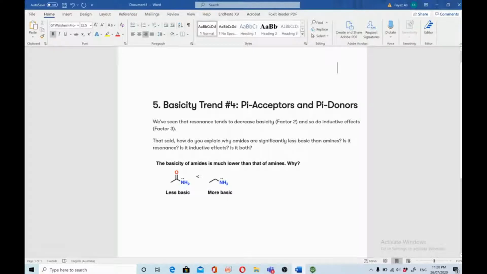The take-home lesson would be that resonance determines the basicity, and amines, which do not contain any conjugation, are more basic because the lone pair on the nitrogen is freely available. It's not involved in resonance, not involved in delocalization, whereas in amides the nitrogen lone pair is involved in resonance, is busy in delocalization, hence it's less basic.